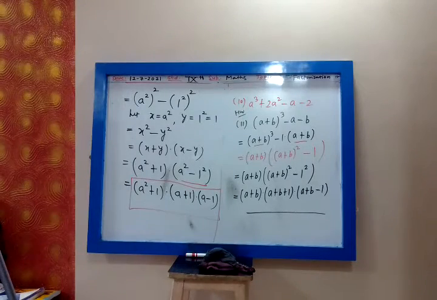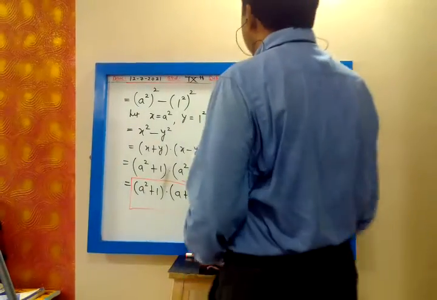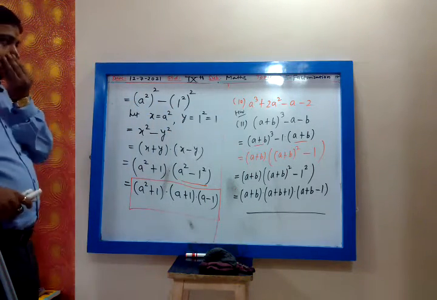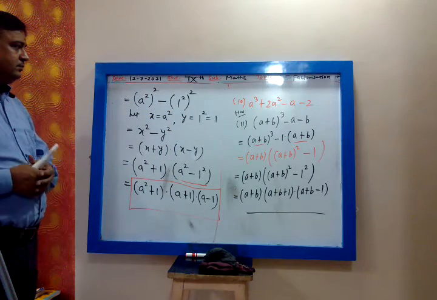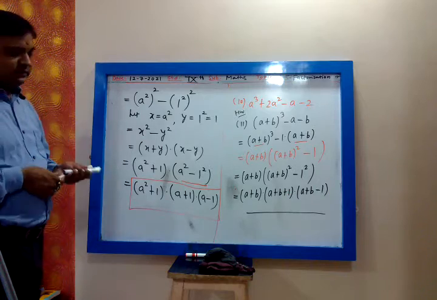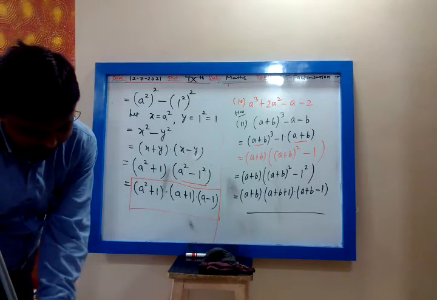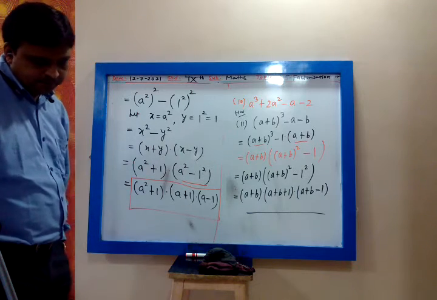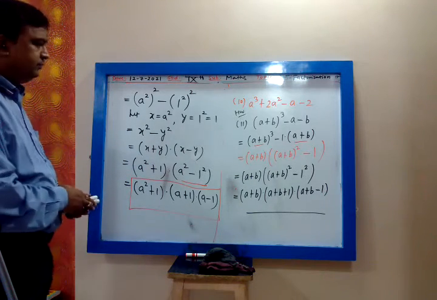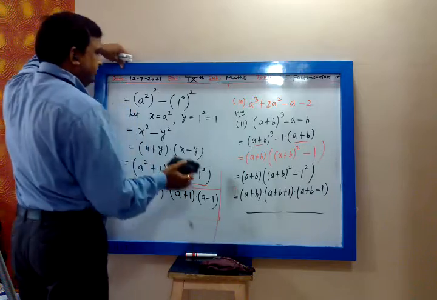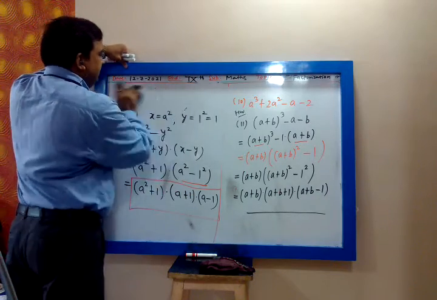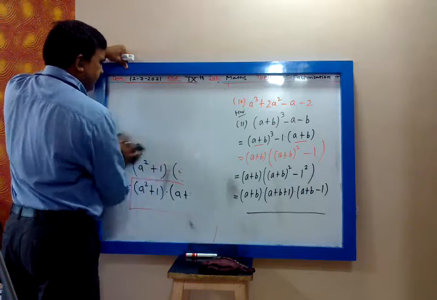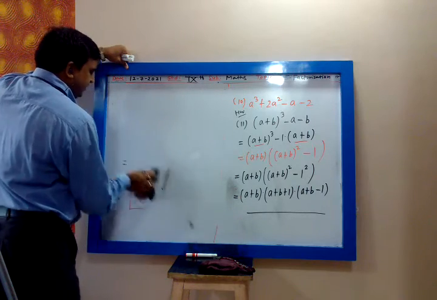x plus y into x minus y. Is it clear? x plus y into x minus y. Then 12th. So x square minus y square will be x plus y into x minus y.